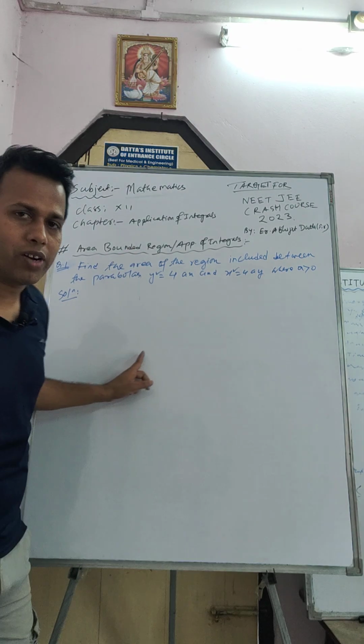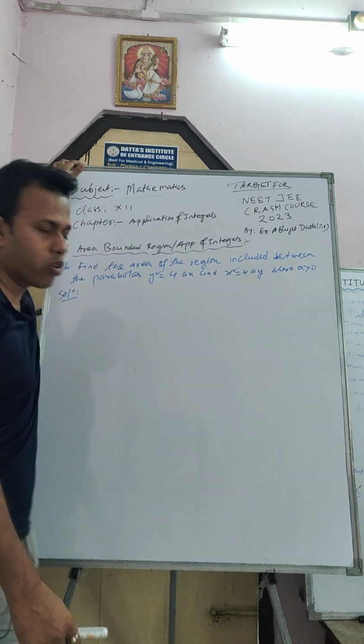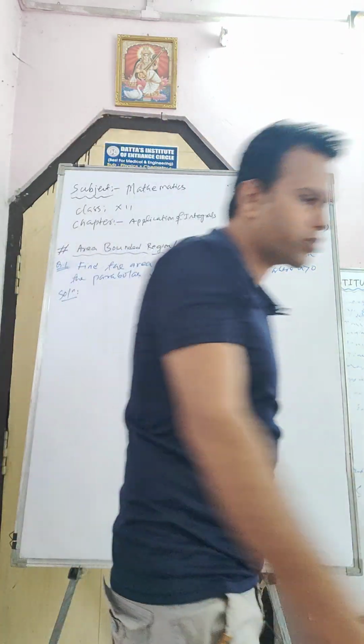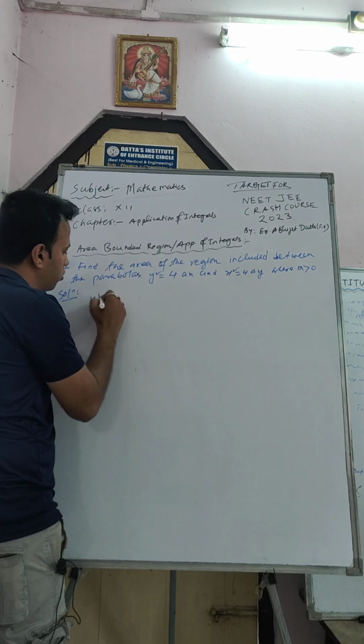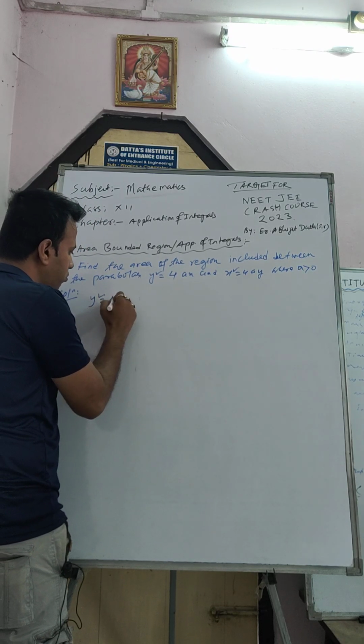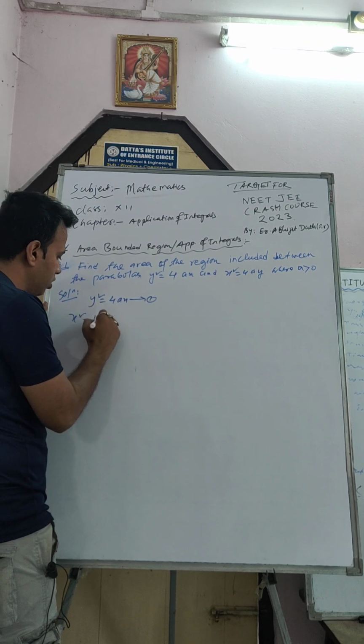The first question is find the area of the region included between the parabolas y square equal to 4ax and x square equal to 4ay. Okay, so what is given here? Given two equations, y square equal to 4ax and x square equal to 4ay.